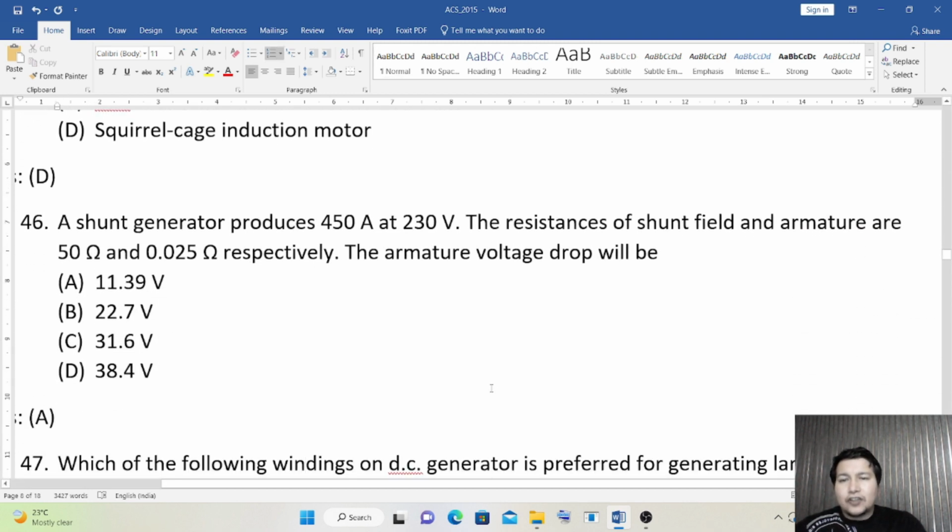A shunt generator produces 450 ampere at 230 volt. The resistance of shunt field and armature are 50 ohm and 0.025 ohm respectively. The armature voltage drop will be 11.39 volt, 22.7 volt, 31.6.